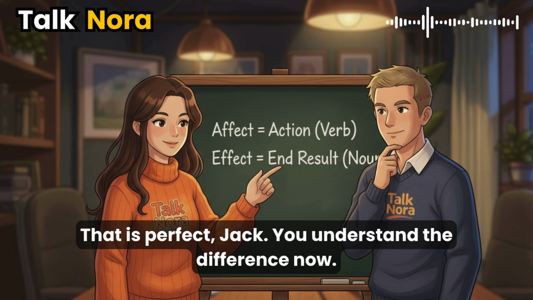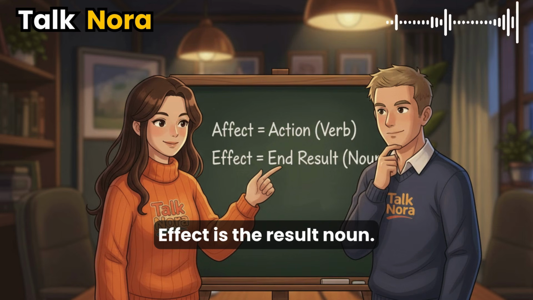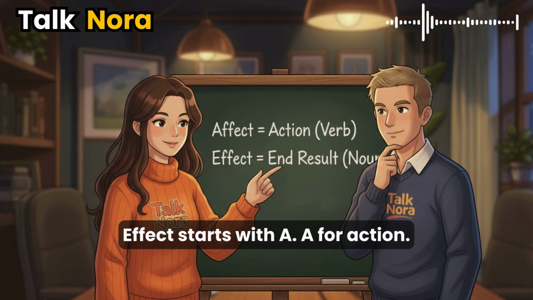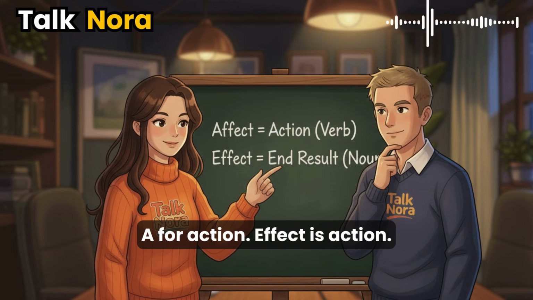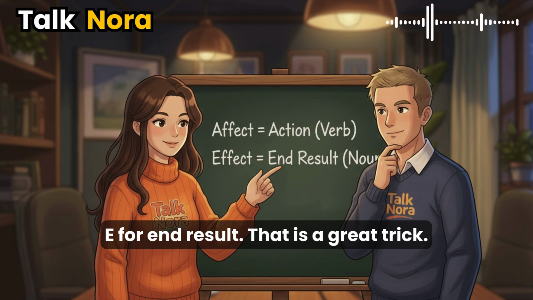That is perfect, Jack. You understand the difference now. I think I do. Affect is the action verb. Effect is the result noun. Yes, and here's a small trick to remember. Affect starts with A for action. A for action. Affect is action. Effect starts with E for end result. E for end result. That is a great trick.